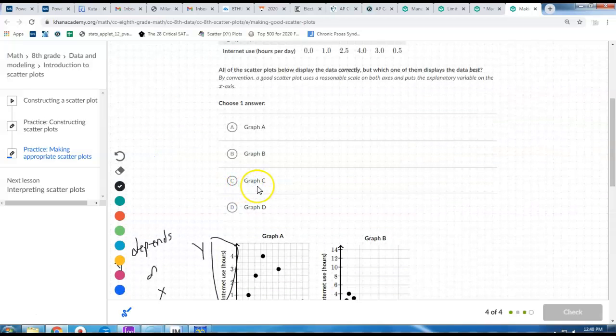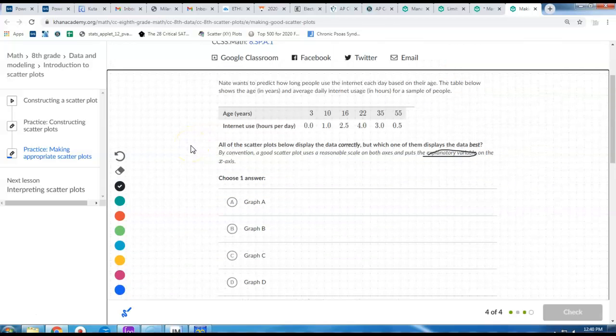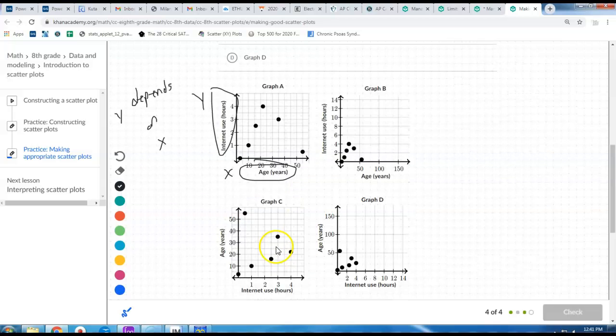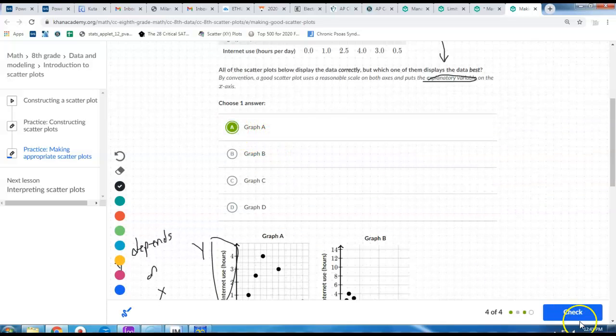And they'll phrase it in the question sometimes. So the explanatory variable goes on the X-axis. That's the one that's explaining what's going on. So we are trying to predict how long people use the internet. If we're trying to predict it, that's the Y. Based on their age, if we're saying it's based on that, that's your X, or your explanatory. So we want graph A in this case, because the X variable is age, so it must be A or B. And A is easier to read because it's so much more spread out.